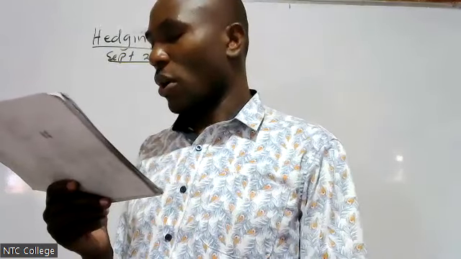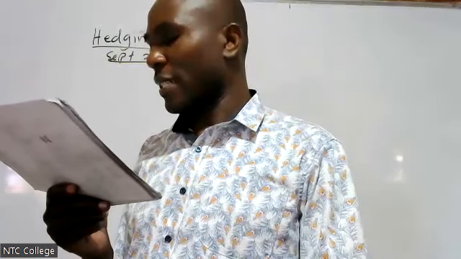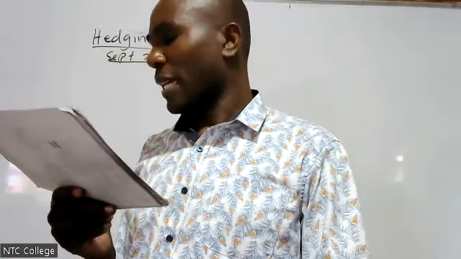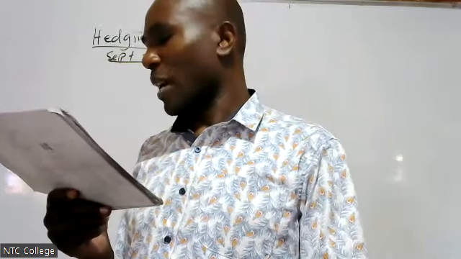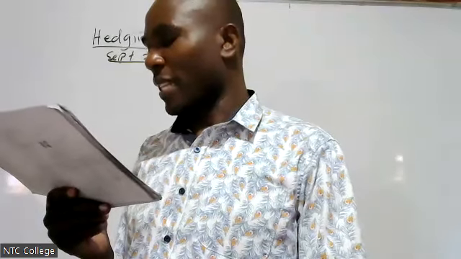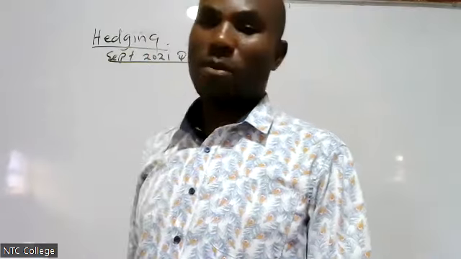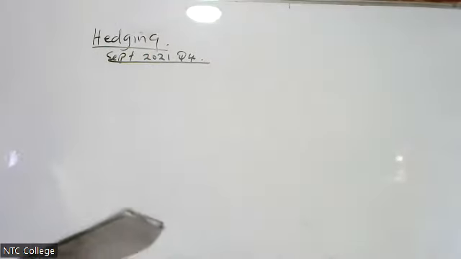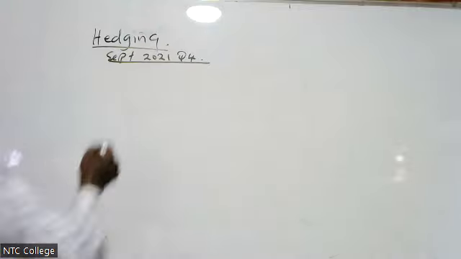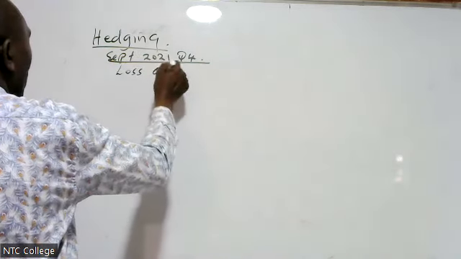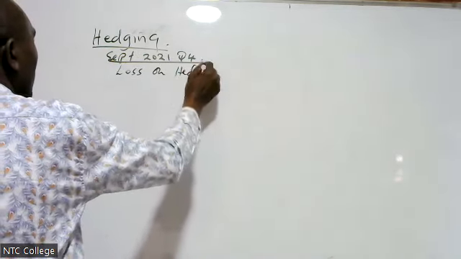Required, show the relevant journal entry to account for the above transaction for the year ended 30th June 2021, and explain whether the cash flow hedge is effective or not. 6 marks. Therefore, what the examiner wanted here, he wants us to show if it is effective or not, but first we account.